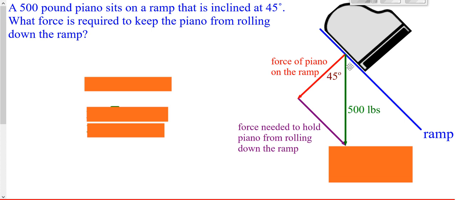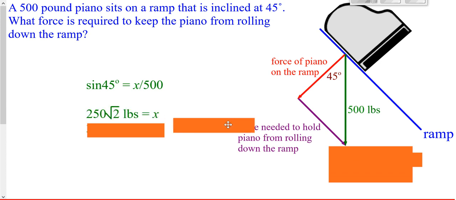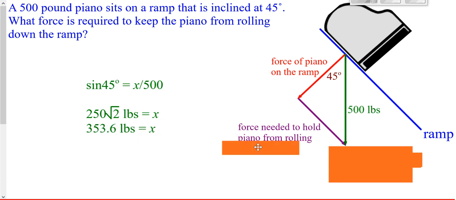So we are looking for the purple. Well, that's an opposite, and we know our hypotenuse, so that's sine. Multiply both sides by 500. We know the sine of 45 is root 2 over 2, and we get our decimal approximation.